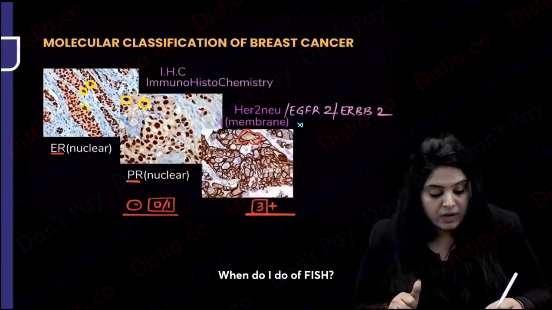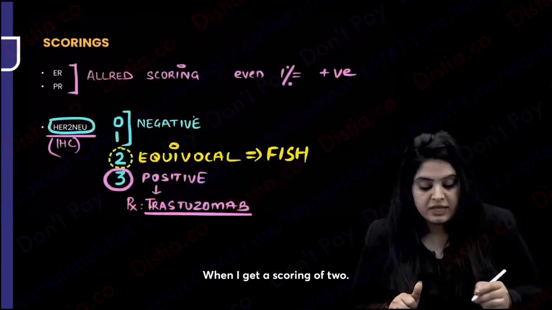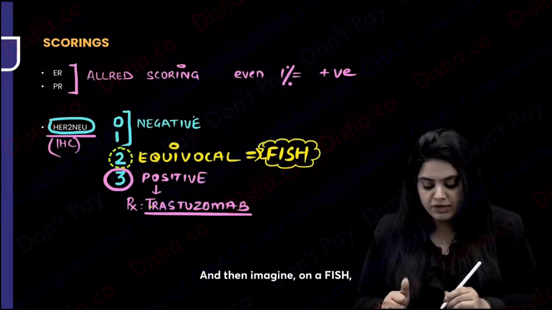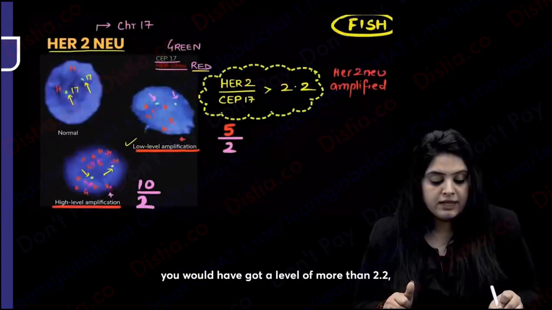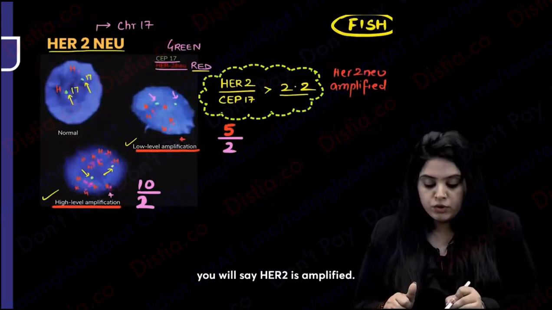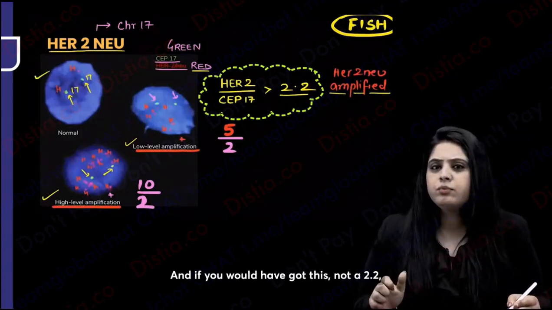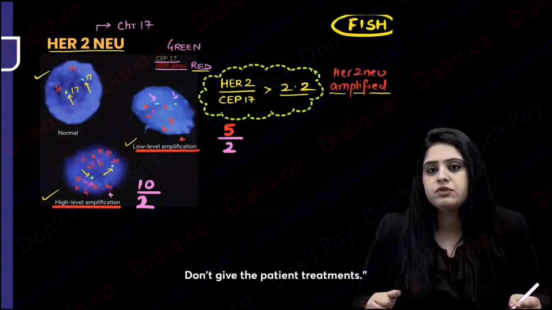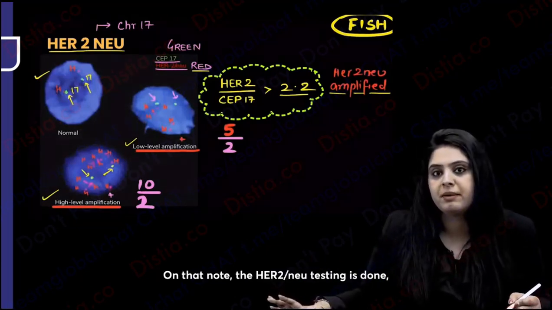trastuzumab. When do I do a FISH? When I get a scoring of 2. When I get a scoring of 2, I will do a FISH, and then imagine on a FISH, if you would have got something like this, you would have got a level of more than 2.2, you will say HER2 is amplified. And if you would have got this, not a 2.2, just a normal situation, you would have said, no, HER2 is not amplified. Don't give the patient treatment. So the purpose of knowing HER2 amplification is ultimately trastuzumab, right?